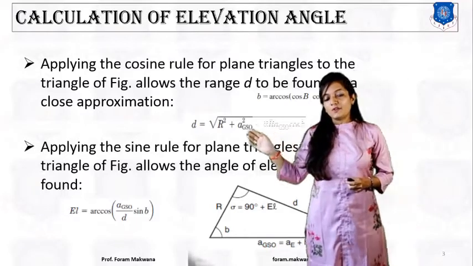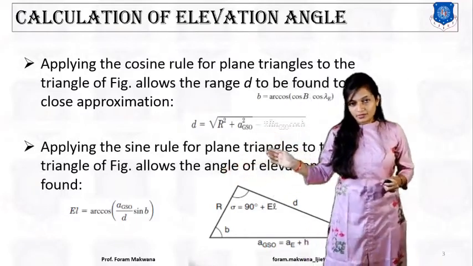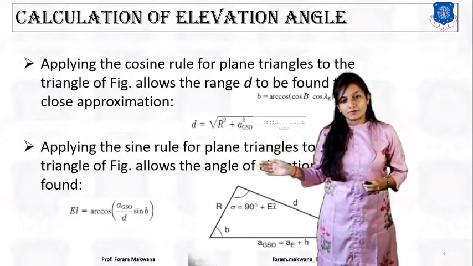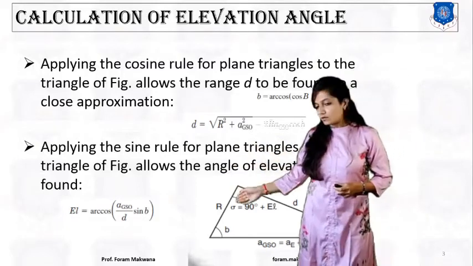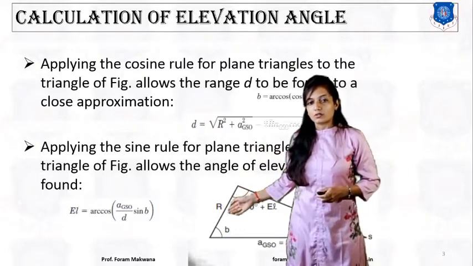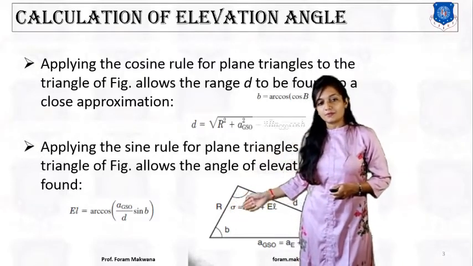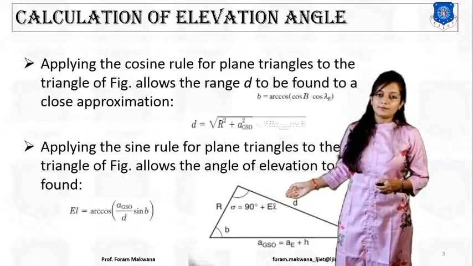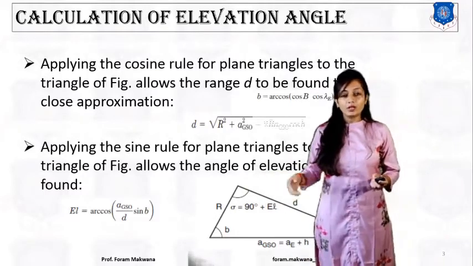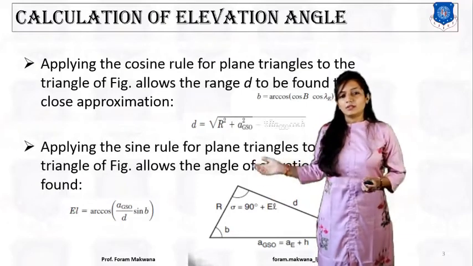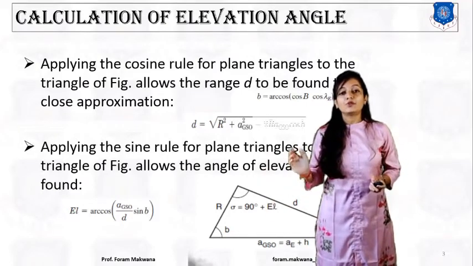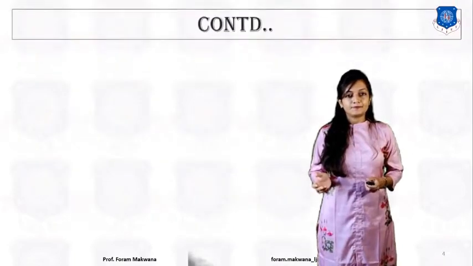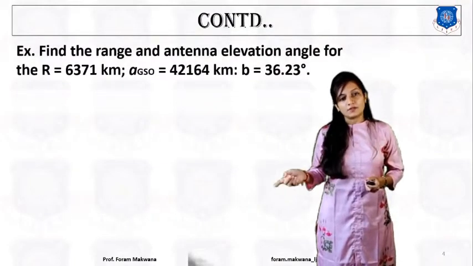If we apply the sine rule for the plane triangle, we are able to calculate the angle of elevation. The angle of elevation is the arc cos, that means cos inverse, of AGSO upon d into sine b. We can replace the small b with the latitude of the earth station if the value of small b is not given.